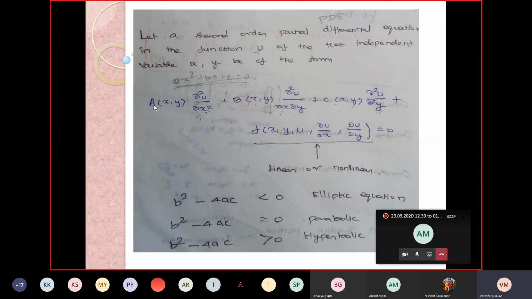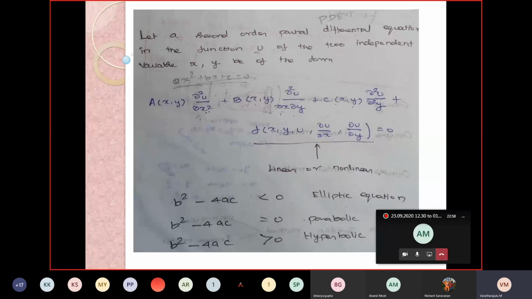Based on these terms, A, B and C, we need to correlate with the basic quadratic equation, that is ax² + bx + c = 0. From that, we apply the A, B, C values to find whether it is less than 0, equal to 0, or greater than 0. Already we are aware of elliptic, parabolic and hyperbolic equations. If B² − 4AC is less than 0, that is elliptic. If B² − 4AC is equal to 0, that is parabolic, and if it is greater than 0, that is hyperbolic.